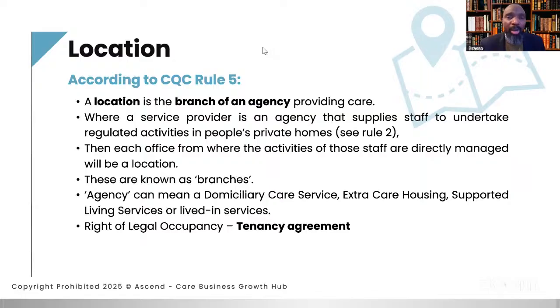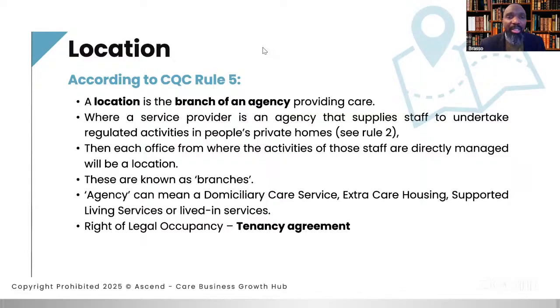A location is where the services are managed from. For those who want to set up a care home or residential home, it is very, very simple. The residential home, the actual building, the address, that's the location. That's where CQC will be coming to make their assessments of your preparedness to provide your chosen regulated activities.